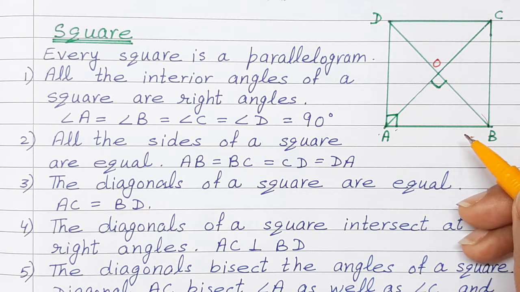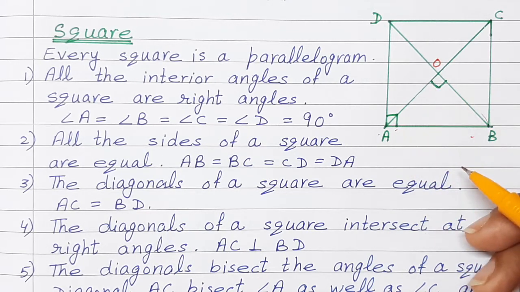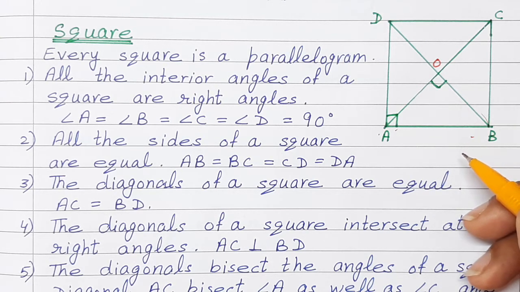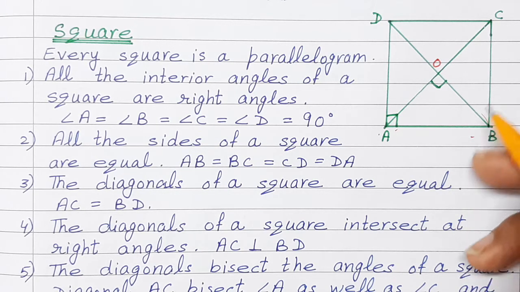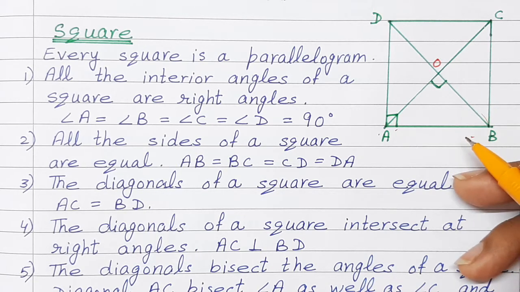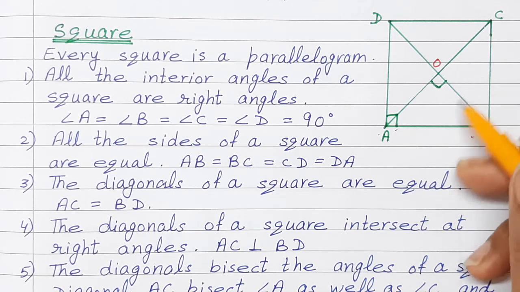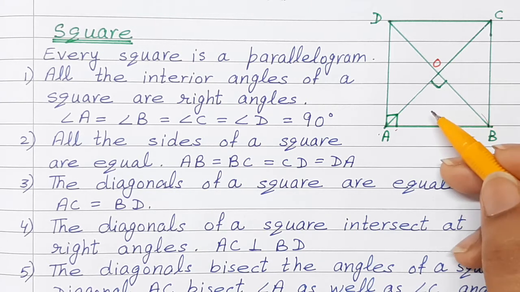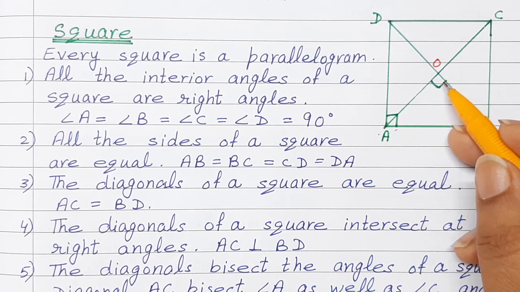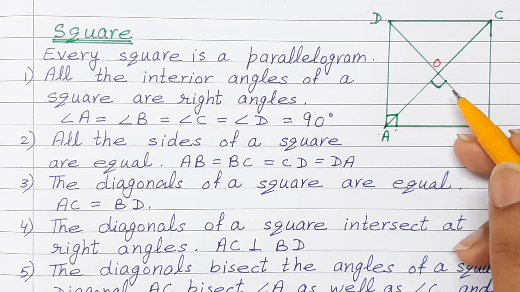Children, in a square, the diagonals are equal. Can you tell me in which other parallelogram the diagonals were equal? Yes, in a rectangle. In a rectangle also the diagonals were equal. And in a square also the diagonals are equal. But in a square the diagonals bisect each other at 90 degrees. That is very important. That is not the case for a rectangle, right?